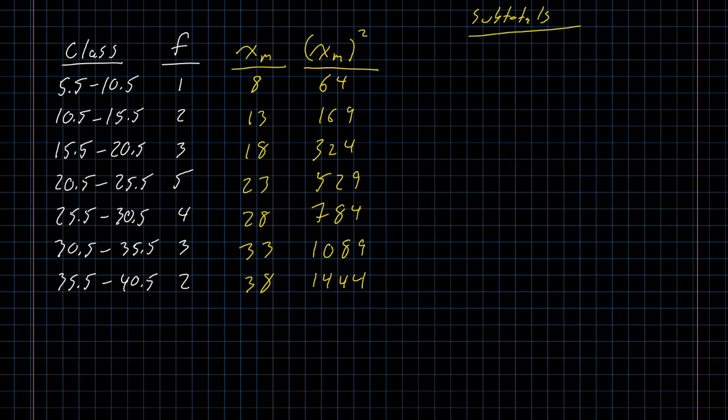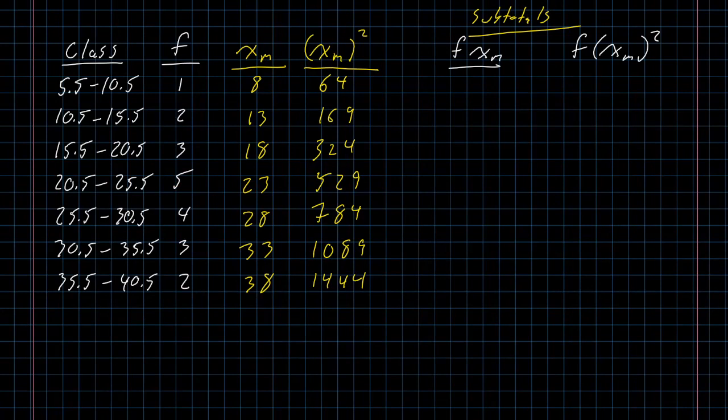I need to add these columns together. Well, there's only one 8, that's boring, but for some of these other ones, like the 23, it shows up 5 times in the distribution. So I could remember that and add 23 to itself 5 times, or I could create a shortcut column by multiplying the frequency times xm, and then the frequency times xm squared.